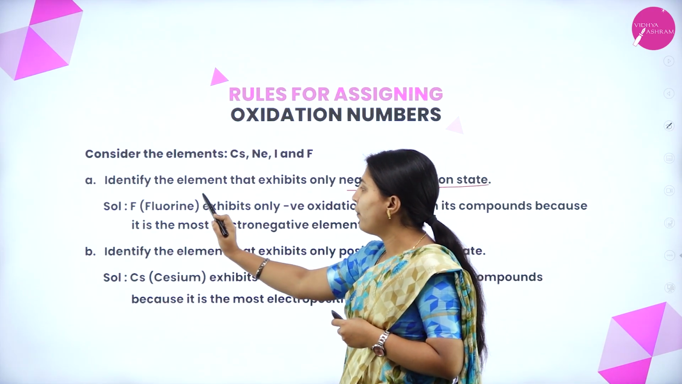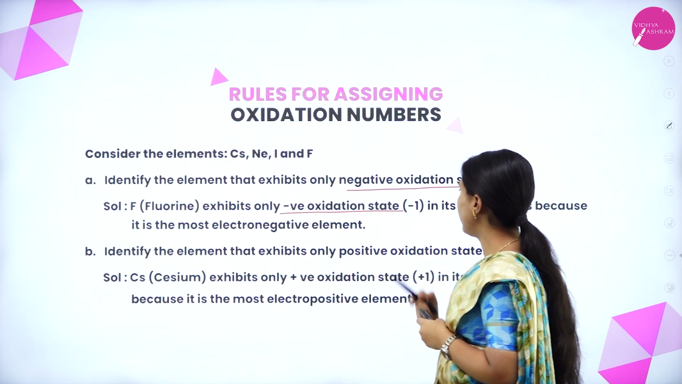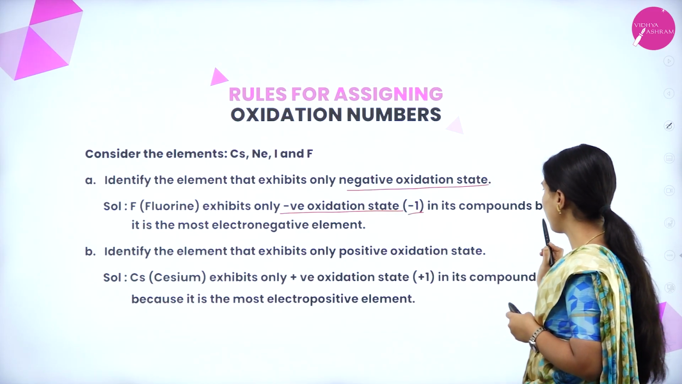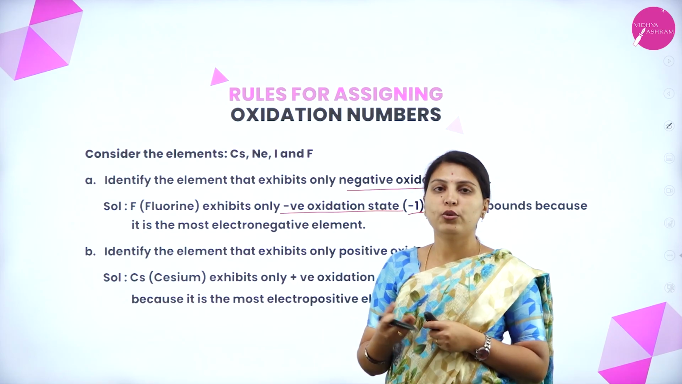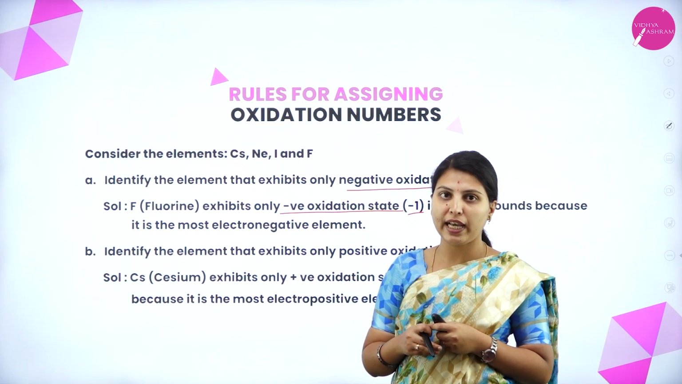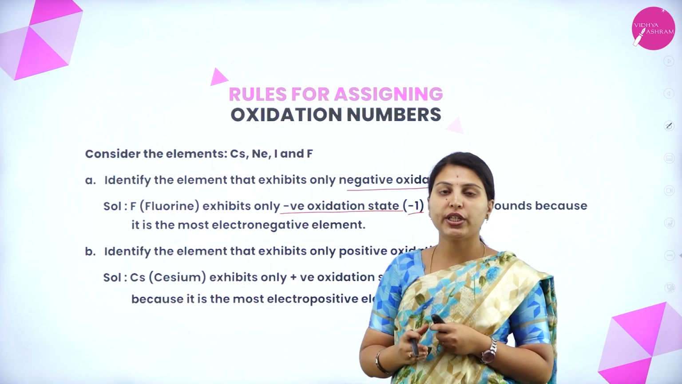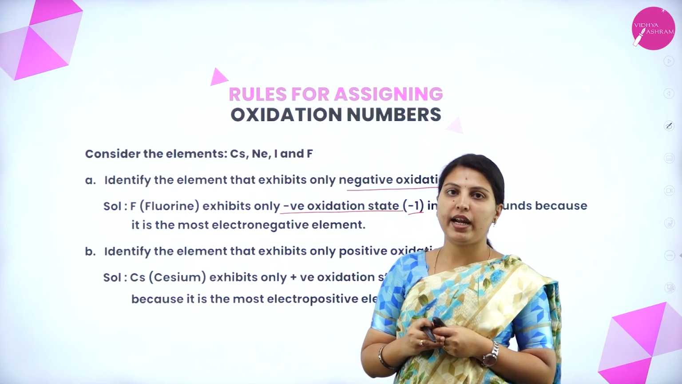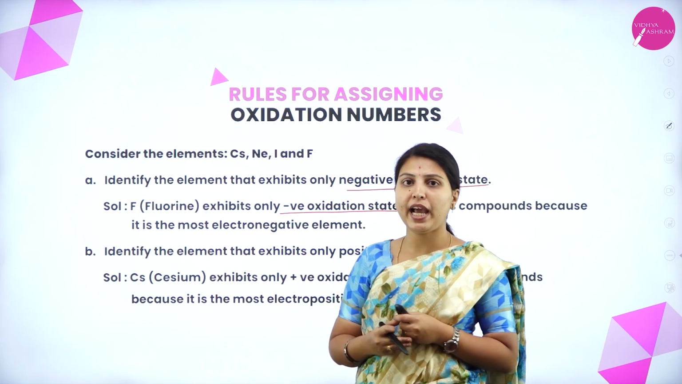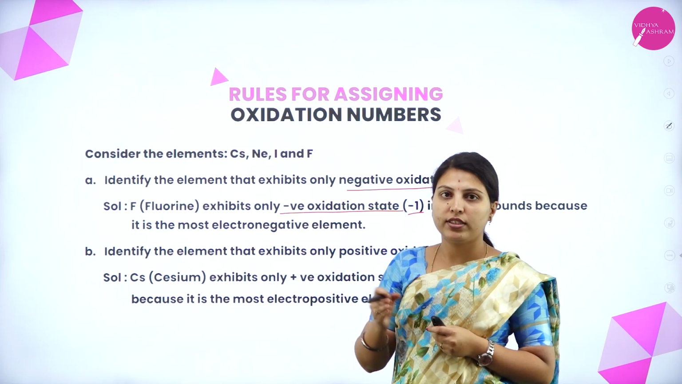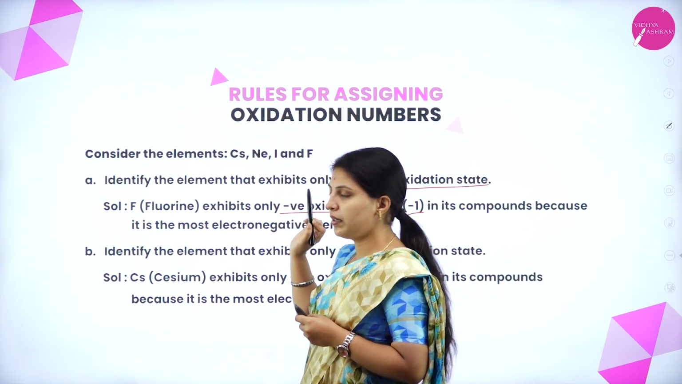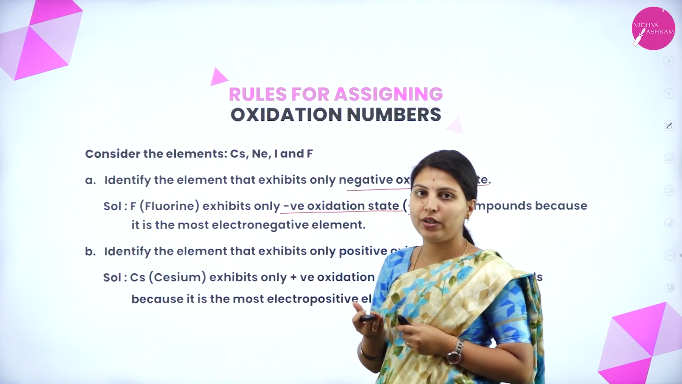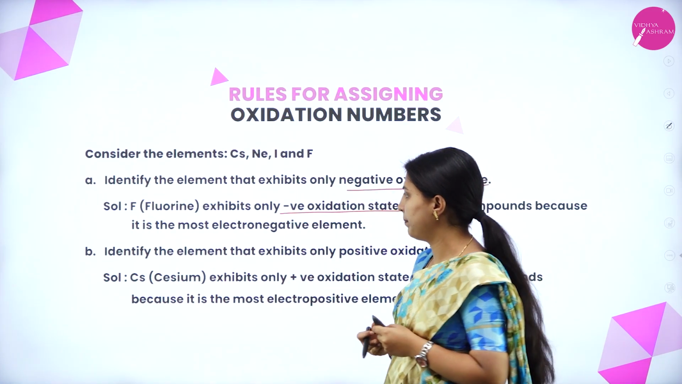What is the answer? Fluorine exhibits only negative oxidation state, that is minus 1 in its compounds, because it is the most electronegative element. In the rules for assigning oxidation number we have also read that for halogens, usually it is more electronegative atoms. So, it will be having negative oxidation number, that is minus 1. Among these, fluorine will be most electronegative, so it will be having minus 1.